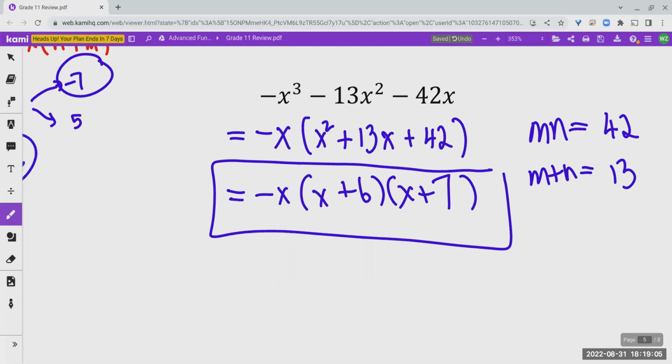You might be thinking, what if I just can't think of the two numbers? Right? I'm not good at mental math. Well, you can just use a calculator. I'll take 42, just start dividing. 42 divided by 1, that's 42. 42 divided by 2, that's 2 and 21. 42 divided by 3, that is 3 and 14. You can just keep going until you find two numbers that add up to 13.